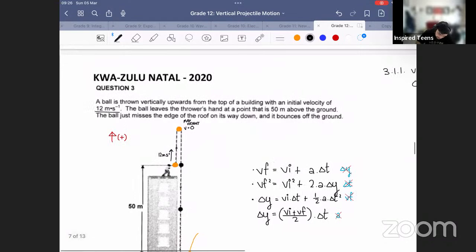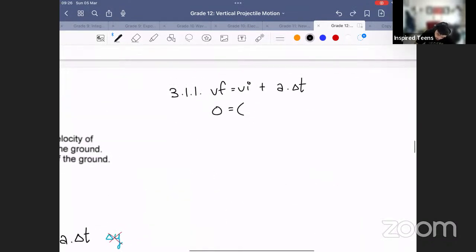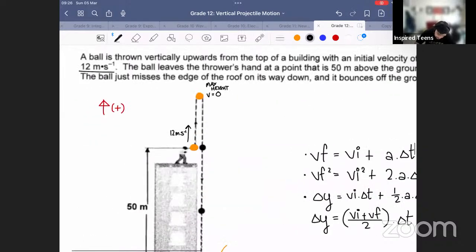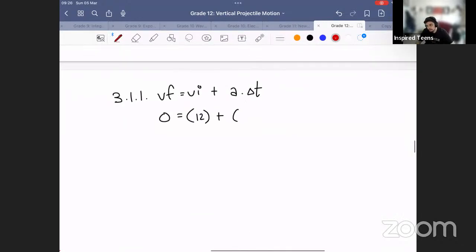V initial, I took up as positive, so it's positive 12. Plus my acceleration: because I've taken up as positive, I have negative acceleration. If that's something you want to memorize, go ahead. When you take up as positive, negative acceleration. When you take down as positive, positive acceleration. It's always 9.8, it doesn't change in this section. Delta t is what I want to calculate, so I'll leave that as a variable.